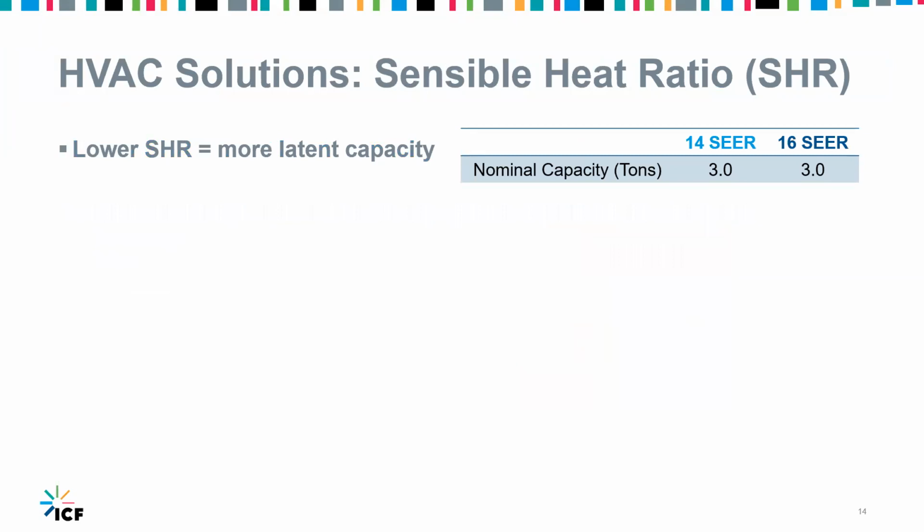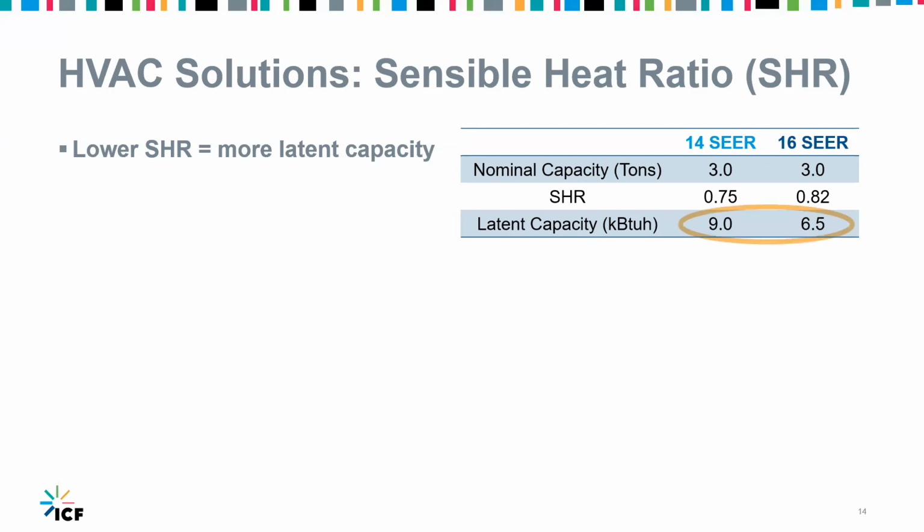So next up is paying attention to the equipment sensible heat ratio. Sensible heat ratio basically represents how much of the total equipment capacity is sensible or latent. A lower sensible heat ratio means you have a higher latent capacity and more availability to dehumidify and handle latent load. So as an example, over on the right here, say you're comparing a 14 and a 16 SEER, trying to choose between. In this example, the 14 SEER unit has a lower sensible heat ratio, and therefore it's got a larger latent capacity.